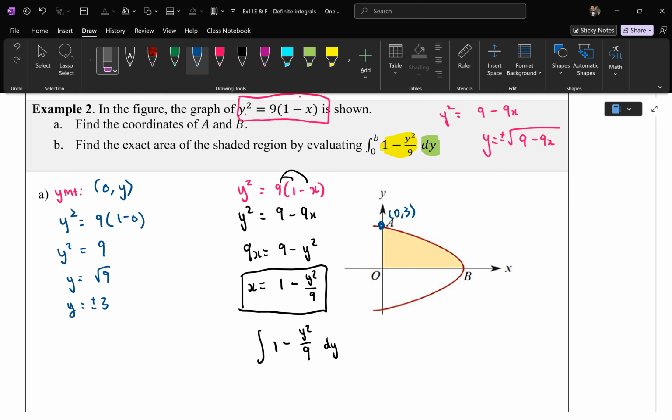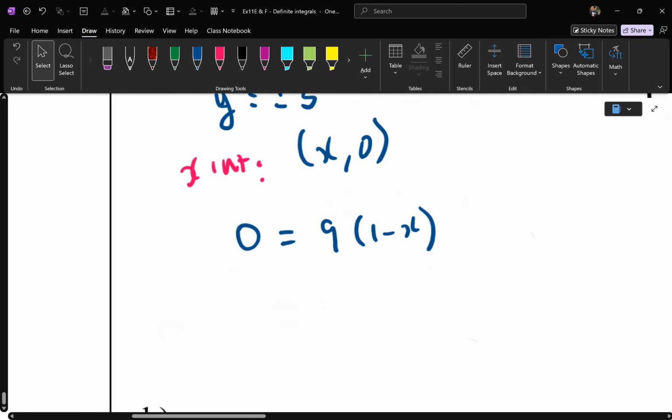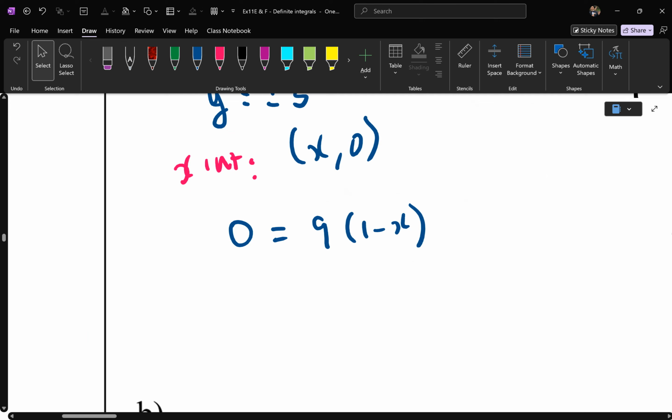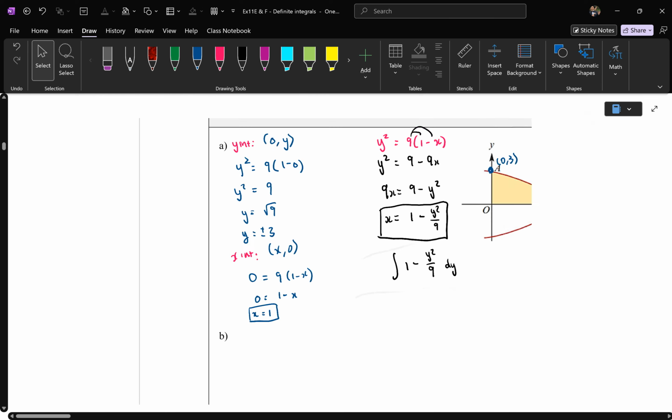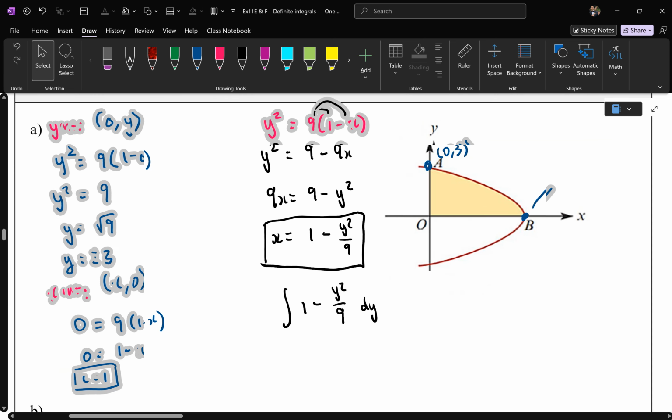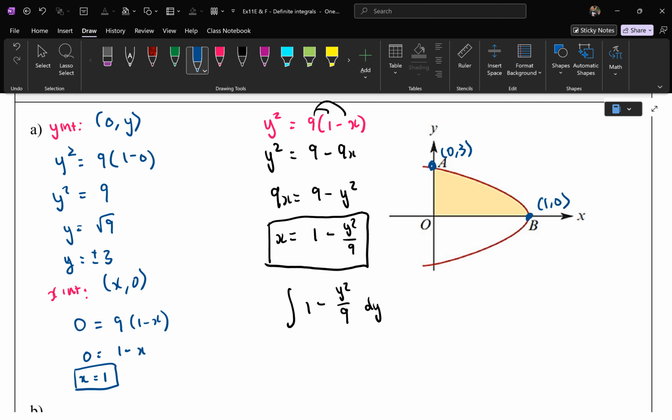Then we find B. Point B is clearly the x-intercept. So the x-intercept occurs when y equals 0. So here we go. We do the same thing again. Occurs when y equals 0. And 0 squared is equal to 9 times 1 minus x. And we can see here that if we solve for that, that gives us, what's that? 0 equals 1 minus x. And x equals 1. Okay, so I just divided both sides by 9 and then added x on both sides. So x equals 1. So what that tells me is the x-intercept must then be B, it's 1, 0.